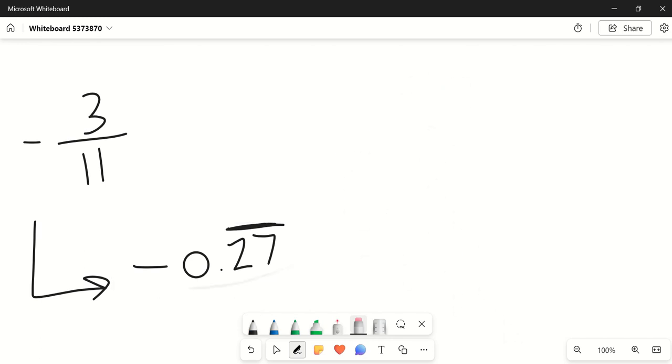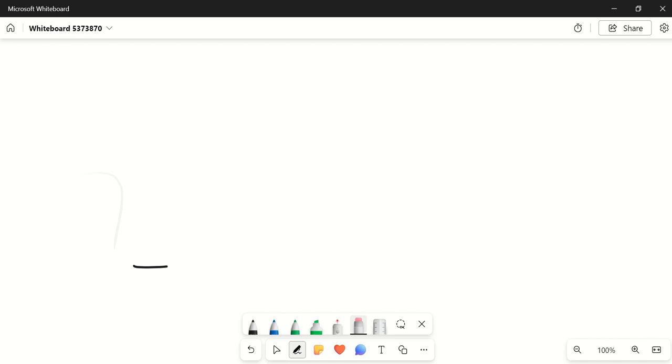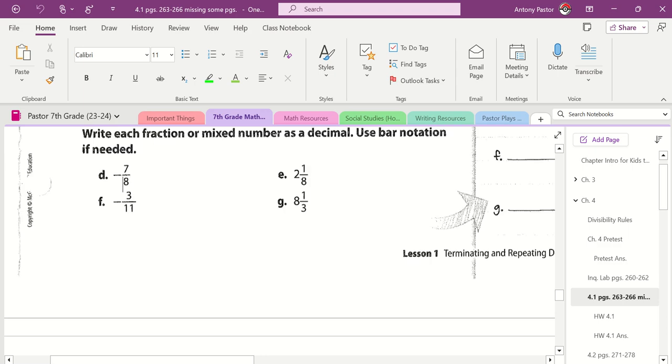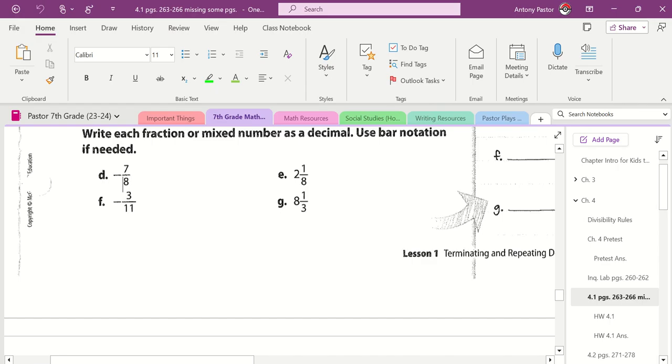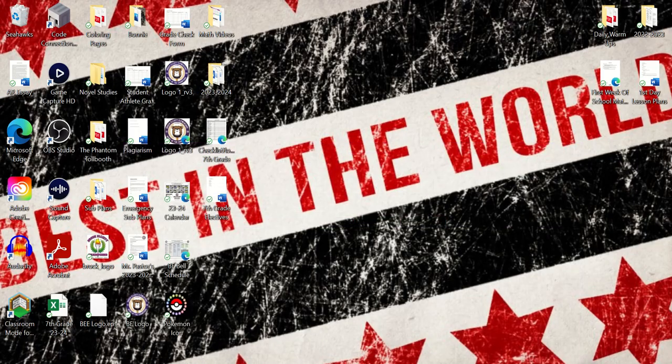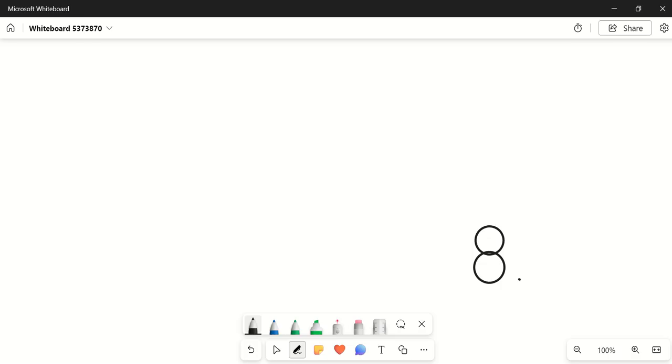All right, and the last one of these examples, we have 8 and 1/3. It is positive, so we're going to have 8 in our answer, decimal. Now, if we have a shortcut and we remember what fractions are, we can go ahead and just utilize that and not have to do the math.